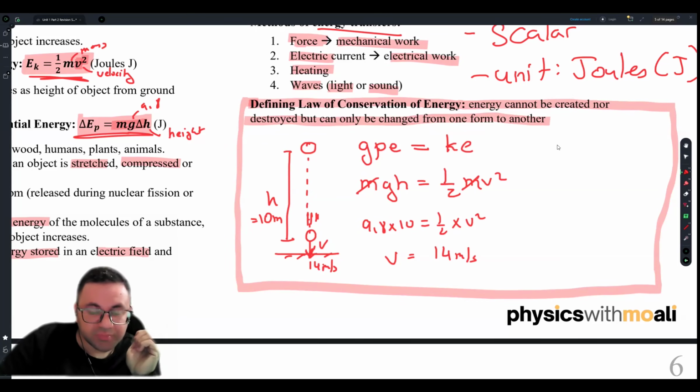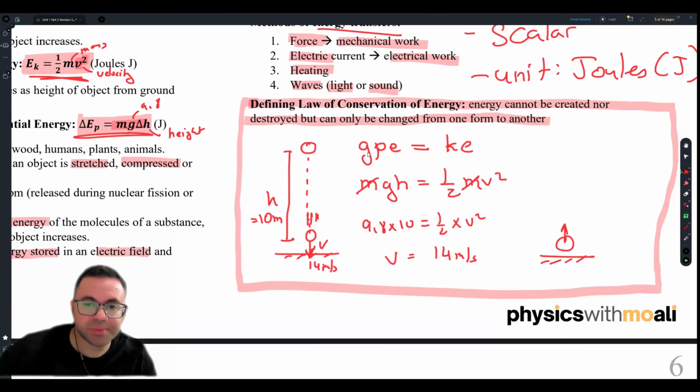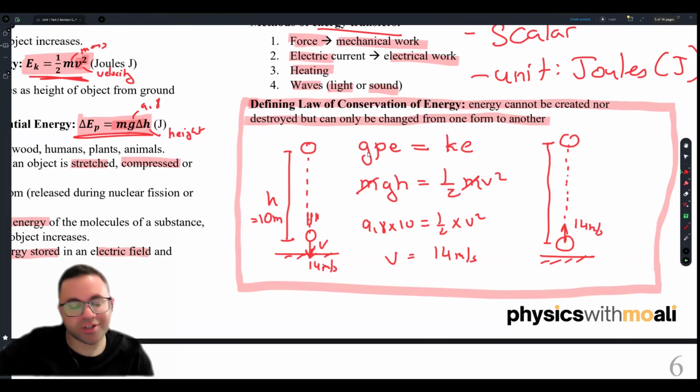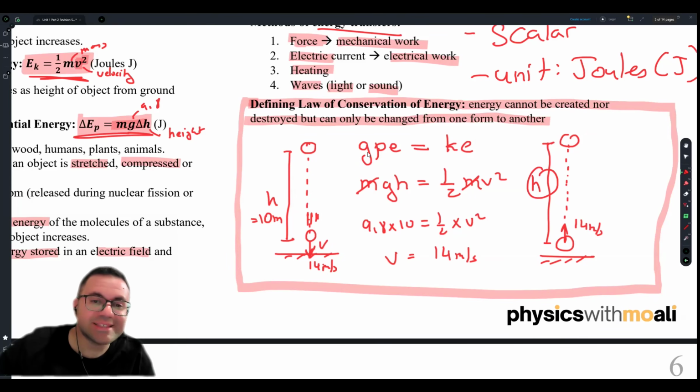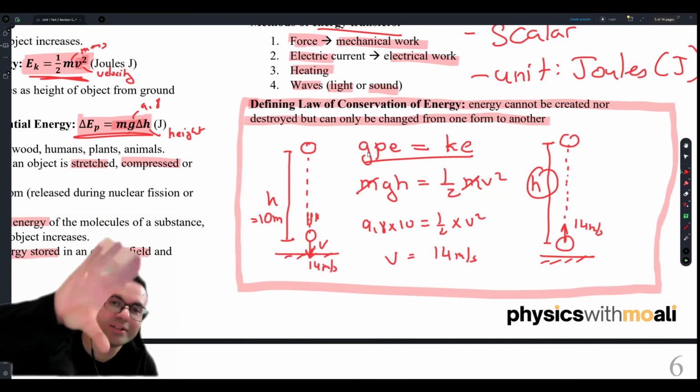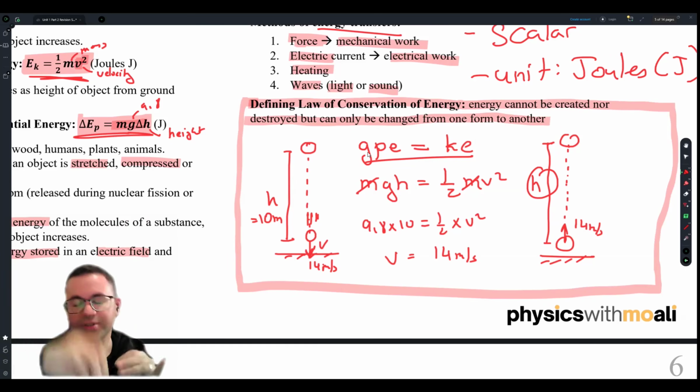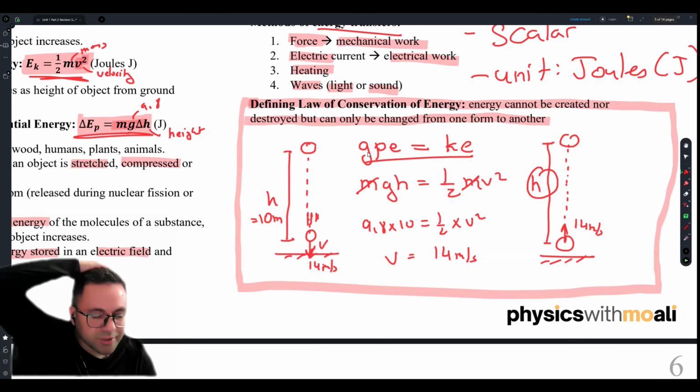Very good. The opposite is also true. If I kick a ball up with a speed of 14 meters per second, as it rises, it slows down and eventually stops because all of the kinetic energy changes to gravitational energy. Can you find the height? Exact same working. If I give you velocity and ask you to find height, or if I give you height and ask you to find the final velocity, potential energy equals kinetic energy. That's the key to solving these types of questions.